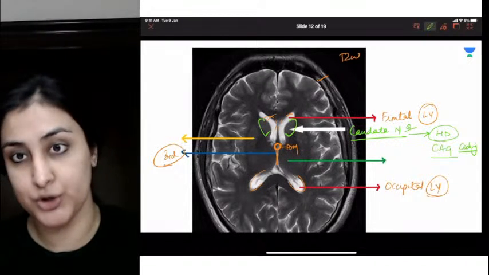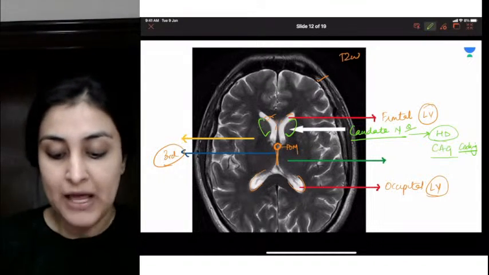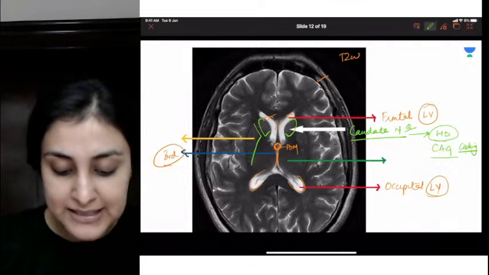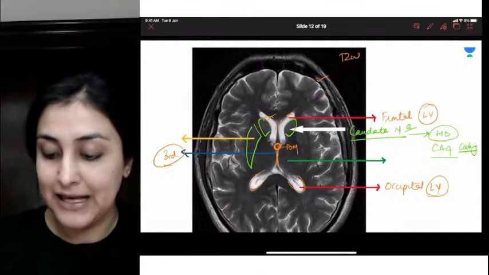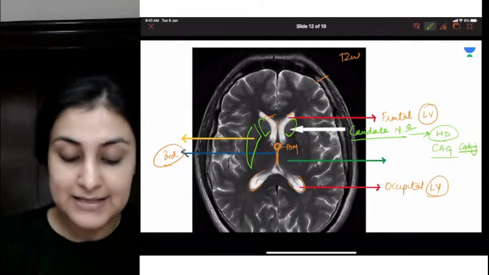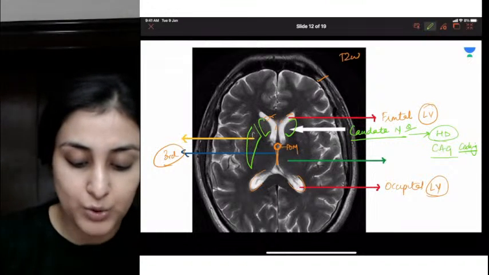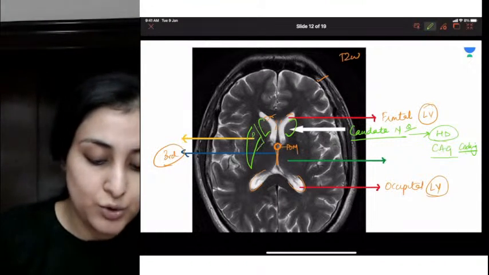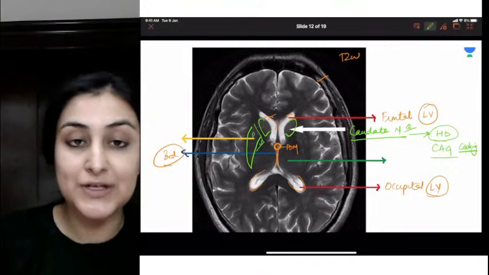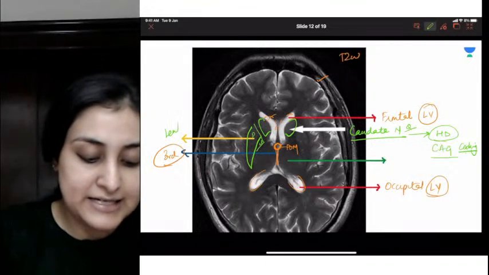Non-CAG repeats are non-coding. Remember that also. Okay, coming back to the anatomy. What is this nucleus here marked by the yellow arrow for us? This is the lentiform nucleus, which has two parts. So this will have outer putamen, inner globus pallidus, right? So this is our lentiform nucleus.